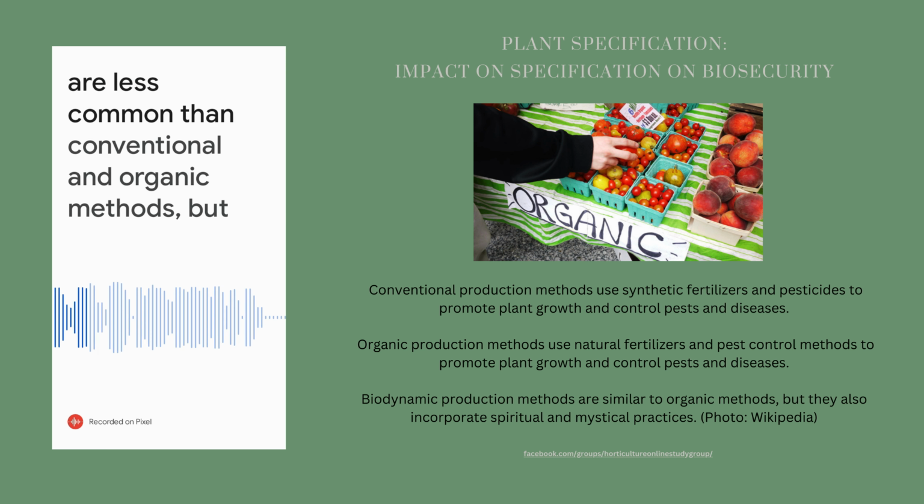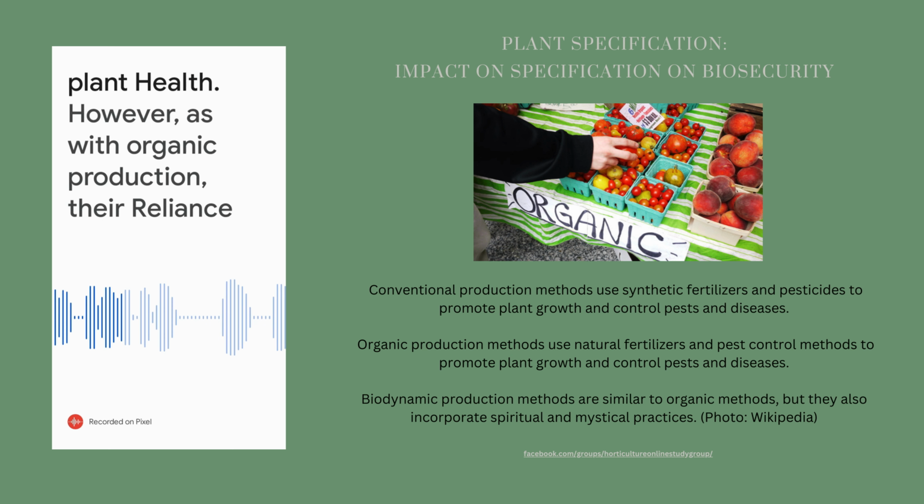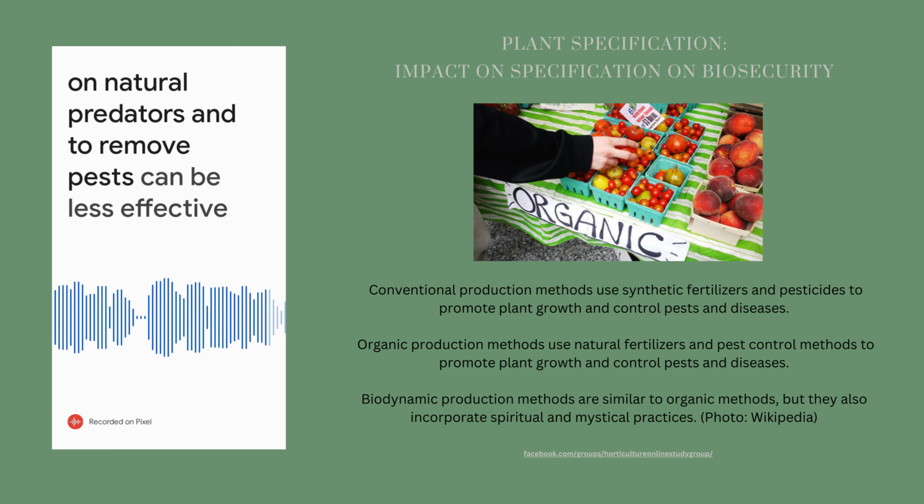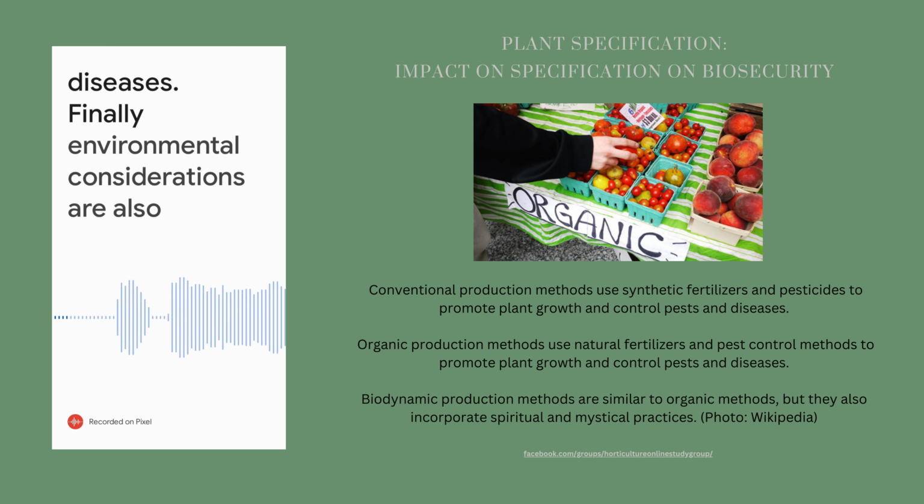Biodynamic production methods are similar to organic methods, but they also incorporate spiritual and mystical practices. Biodynamic methods are less common than conventional and organic methods, but they are gaining popularity due to their focus on sustainability and holistic plant health. However, as with organic production, the reliance on natural predators to remove pests can be less effective, while using natural compost and manure can introduce soil-borne diseases.